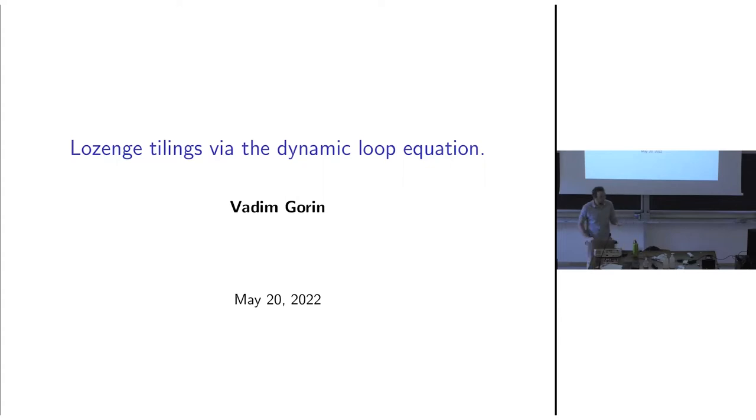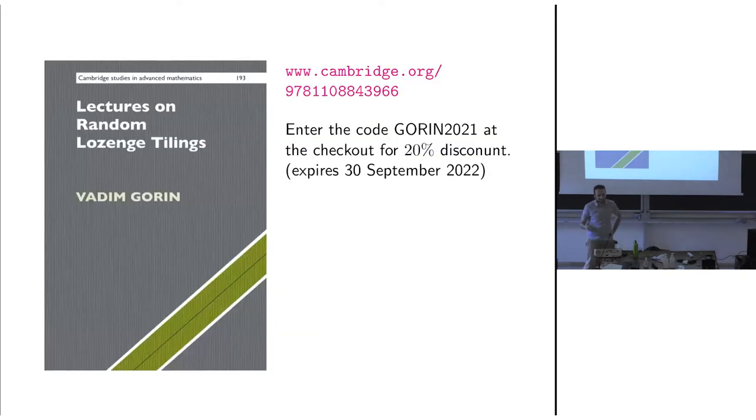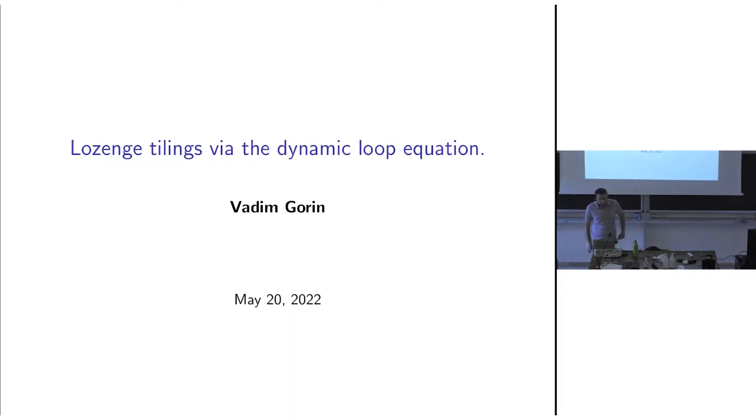So my talk will be about random tilings, and while I will be speaking about some recent developments, if you want to learn about older developments, that was my kind of COVID project, a book which I started before COVID, but then managed to finish over the COVID and has all the background if you become interested. Okay, so now coming to my talk. Lozenge tiling and dynamic loop equation.